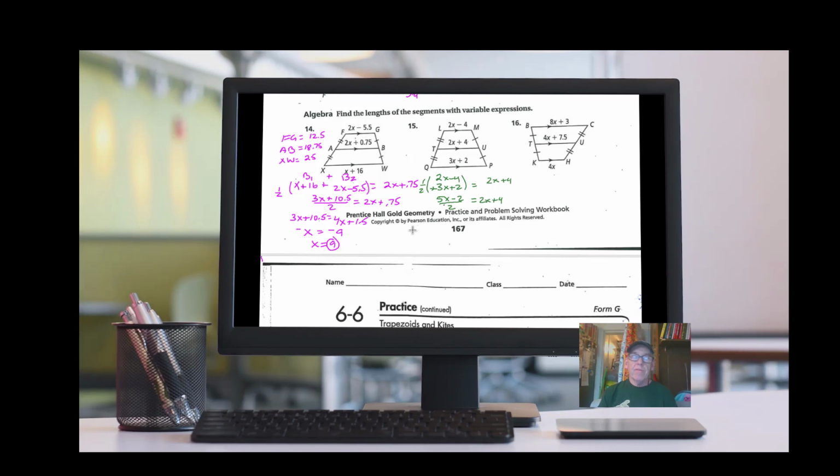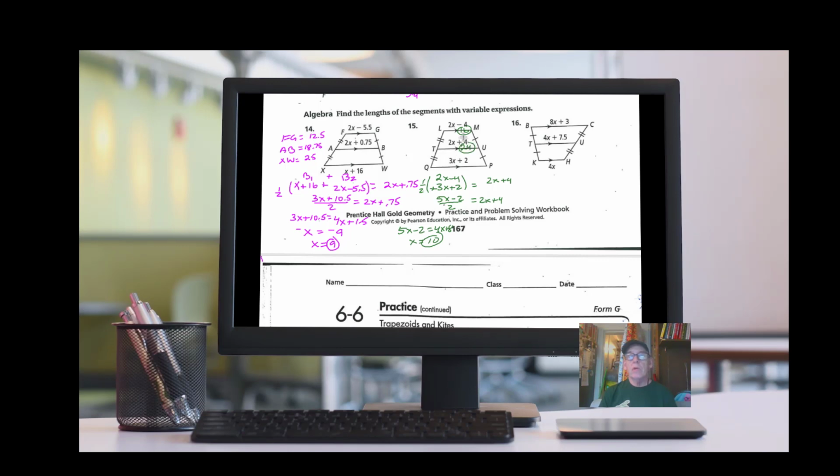We have 5x minus 2 equals 4x plus 8. Add 2 to both sides, take away 4x. X equals 10. Now if x is equal to 10, we've got to find the lengths of the sides. 20 take away 4 is 16. 20 plus 4 is 24.